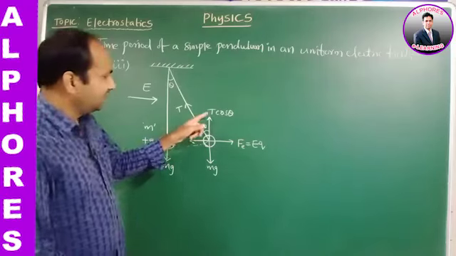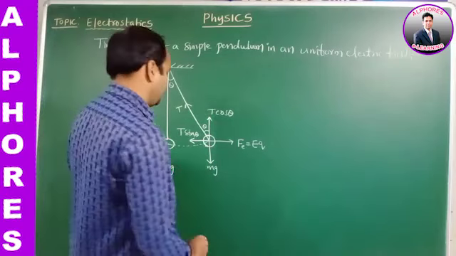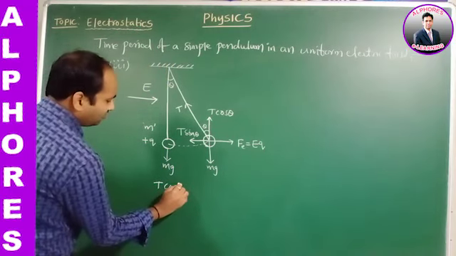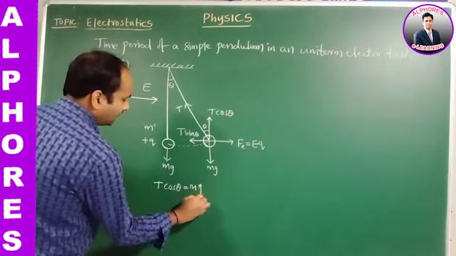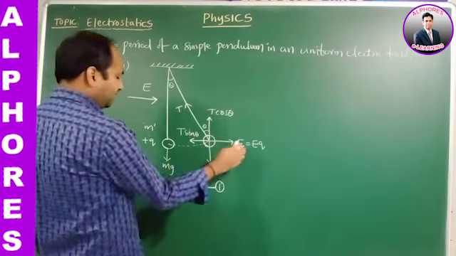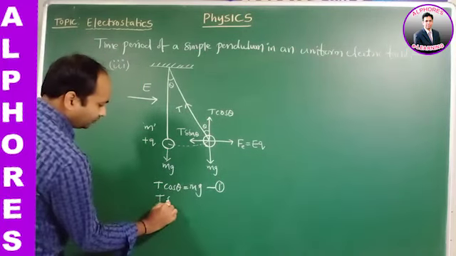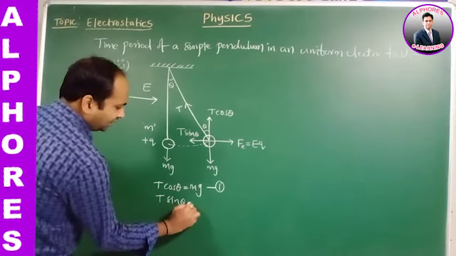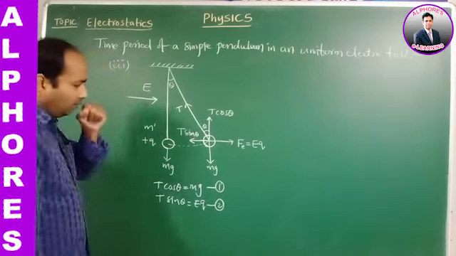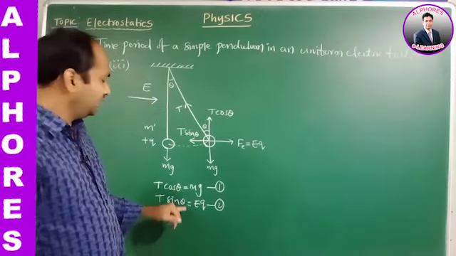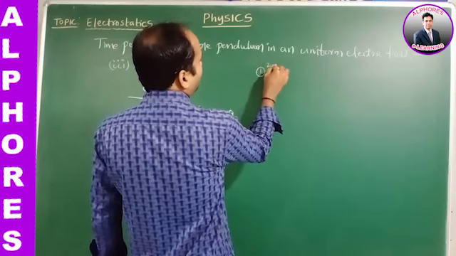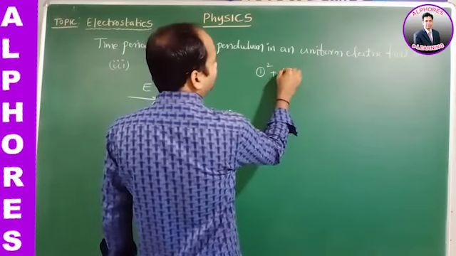See here, T cos theta is equal to mg. Let us take this as equation number 1. And T sin theta is equal to Eq, equation number 2. Now squaring and adding equation number 1 and 2. Equation number 1 squared plus equation number 2 squared.